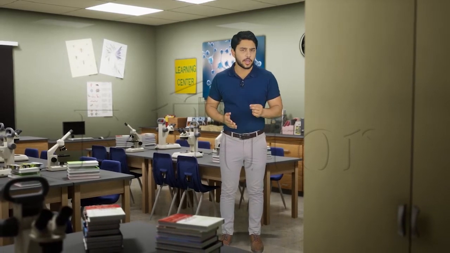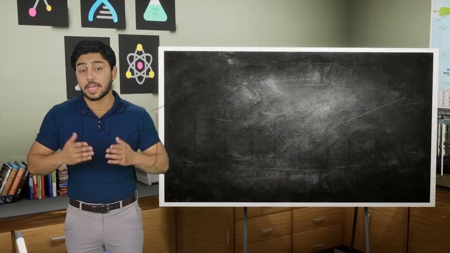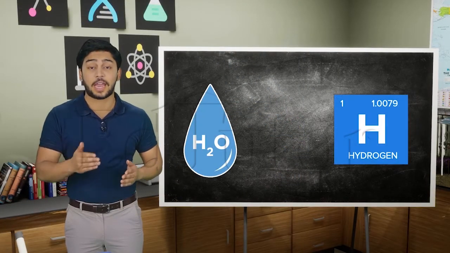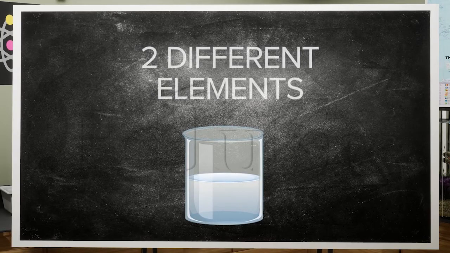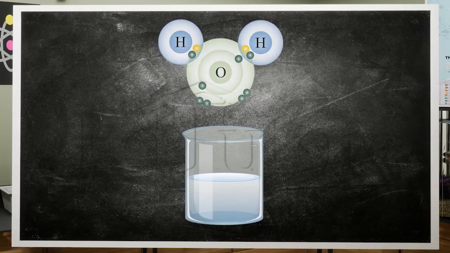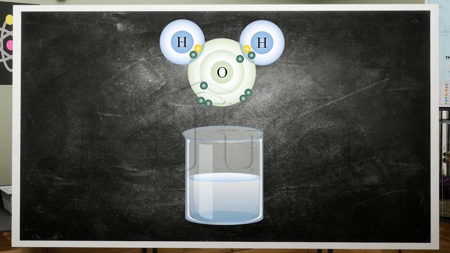Well, did you know water is also known as H2O by its chemical formula, meaning it contains hydrogen and oxygen both. So, water has two different kinds of elements which are chemically bonded to each other. Hence, water is a compound.